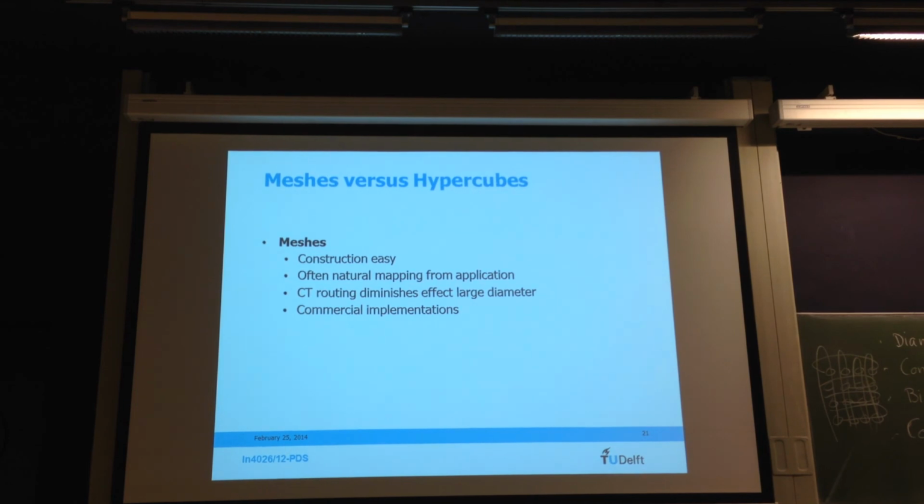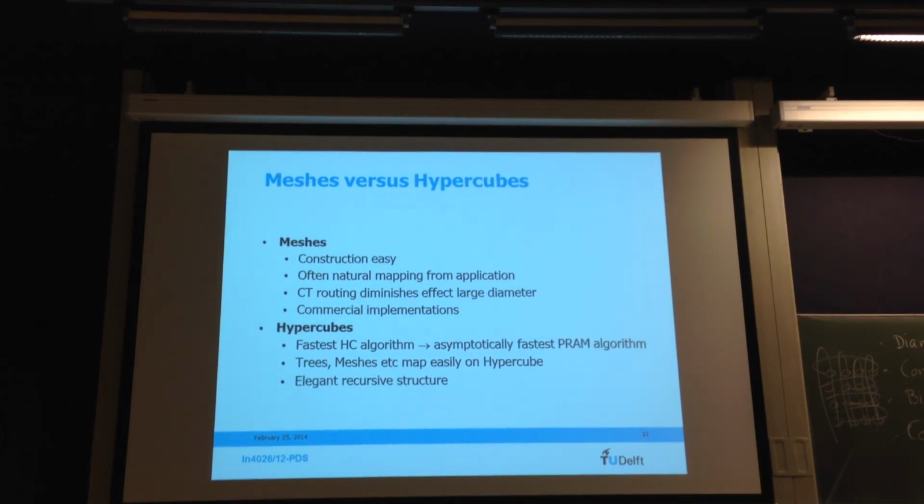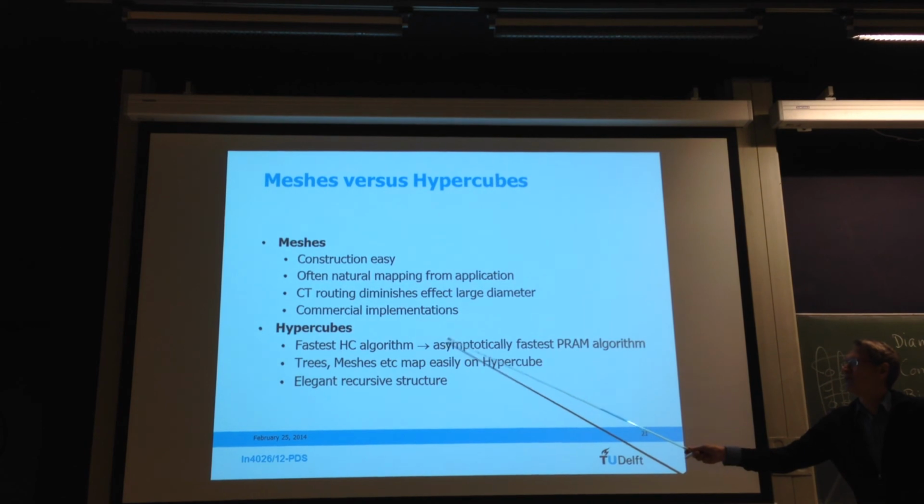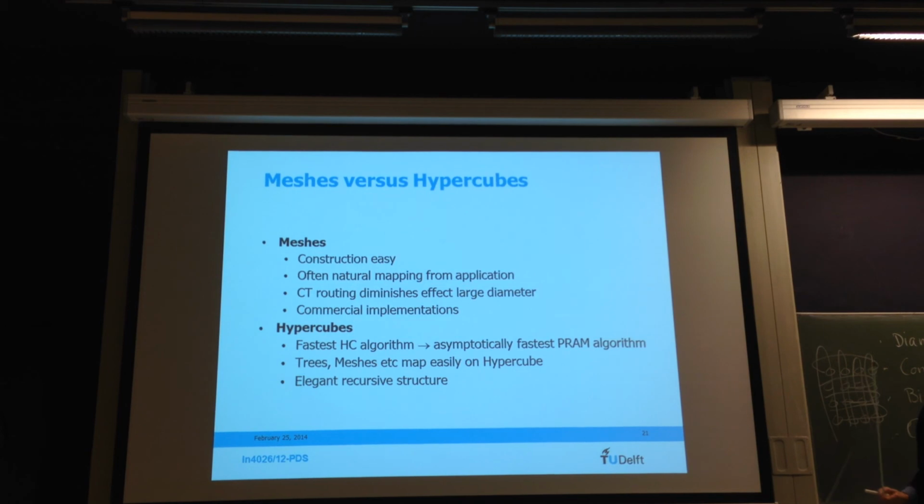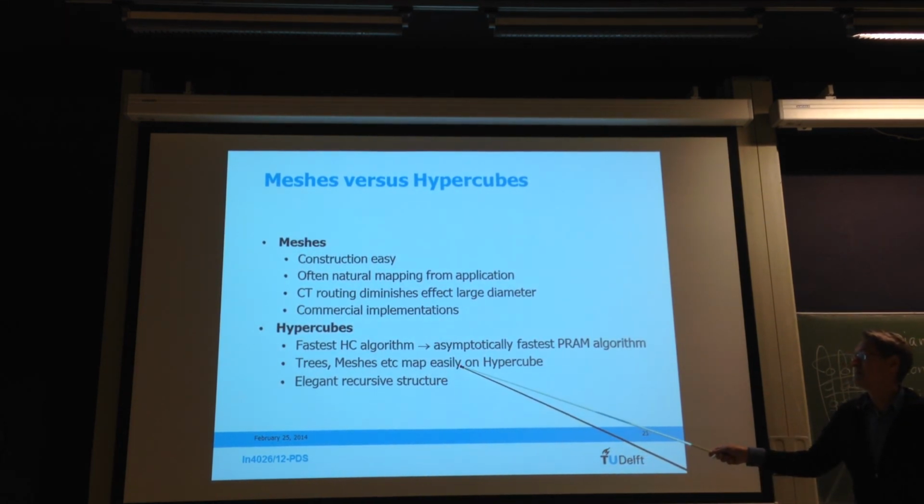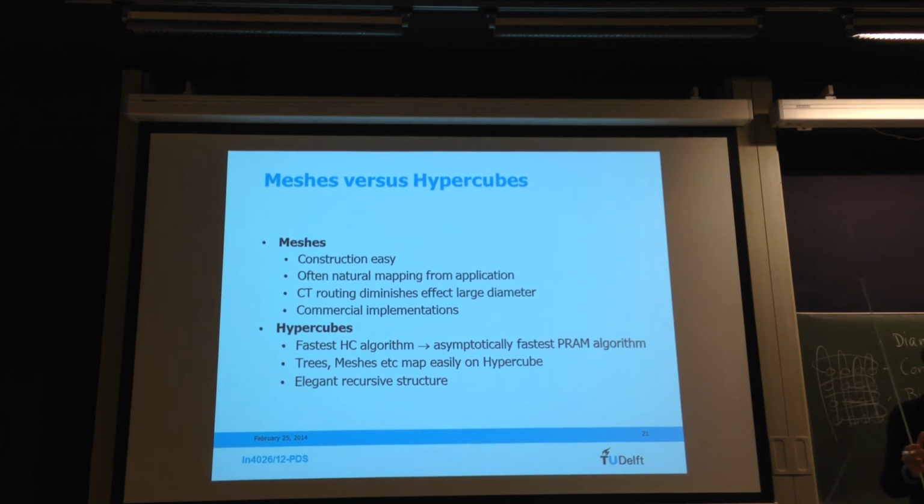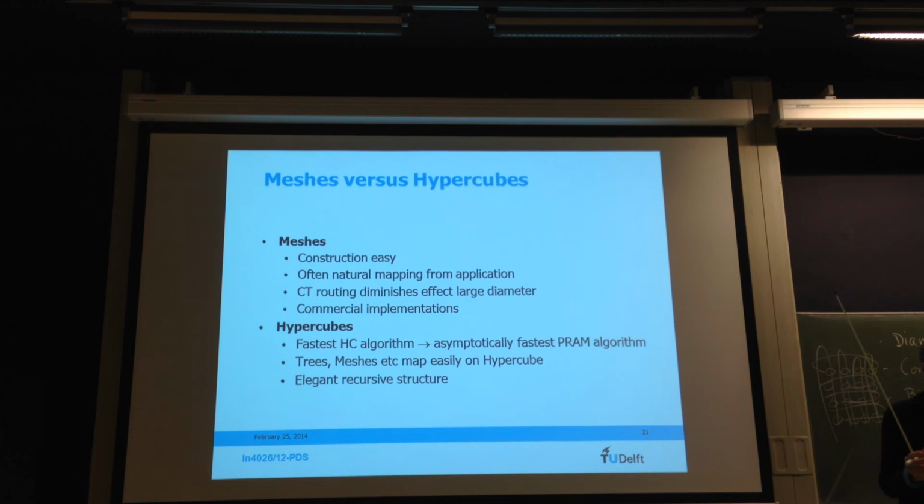As I said, CT routing diminishes the effective diameter, and there are commercial applications. The hypercubes are more important from a theoretical side: the fastest hypercube algorithm asymptotically approaches the fastest PRAM algorithm. So it's a good comparison on how good your algorithms are. Also, trees and meshes map easily onto a hypercube, and it has an elegant recursive structure. But in terms of building, it's somewhat less elegant, right?